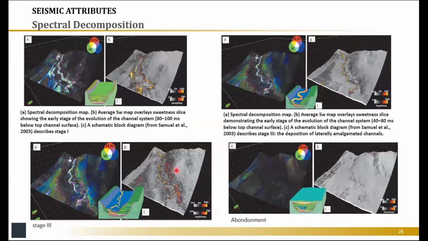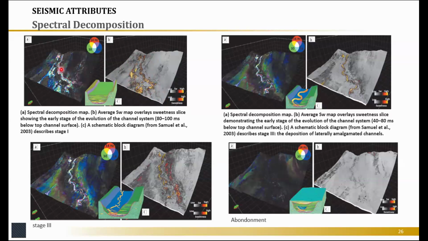Another example for spectral decomposition is identifying the stages of the development of the channel system, complex channels. Here, this is a spectral decomposition map, and you have this spectral decomposition to the left, also using RGB blending, and then to the right, for each figure, you will have the overlaying of some of the sweetness and water saturation to highlight the sand channels. Inside the sand channels you can also highlight the saturation. Not all the sand channels will be filled with hydrocarbon. Some of them, of course, will be filled with water.